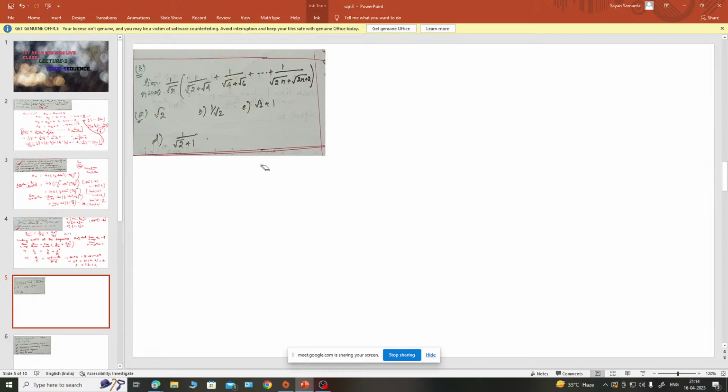Here the question says: the limit as n tends to infinity of 1 by root n times the sum of 1 by root 2 plus root 4, plus 1 by root 4 plus root 6, and so on, up to 1 by root 2n plus root 2n plus 2. Which option is correct?